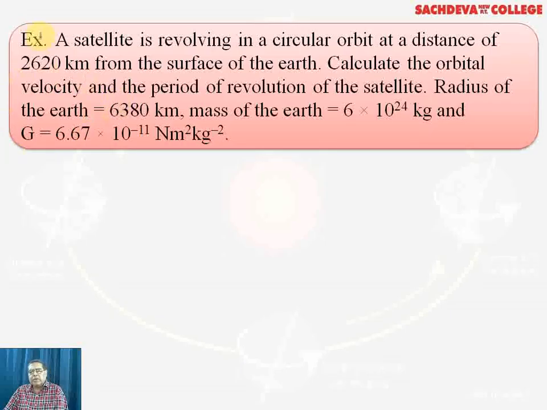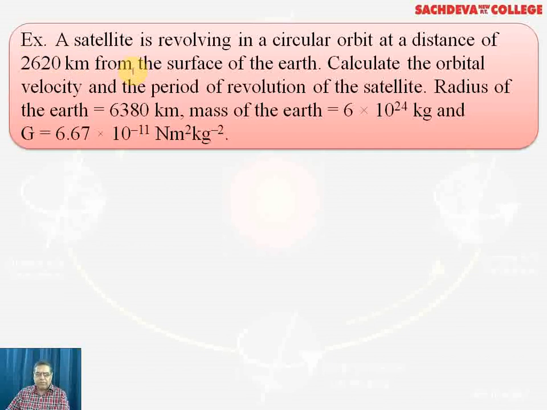Now we come towards certain applications of the orbital velocity. A satellite is revolving in a circular orbit at a distance of 2620 kilometers. So we can convert kilometers into meters, or otherwise the whole data must be in kilometers. But normally we find that the data is in MKS system, so kilometers must be converted into meters. That will be more convenient.